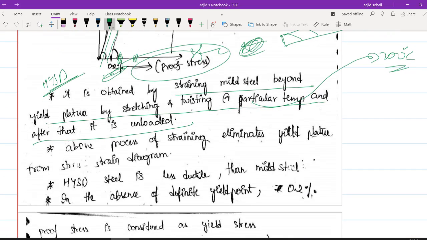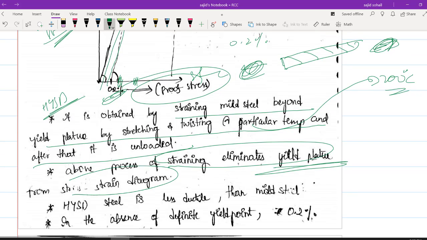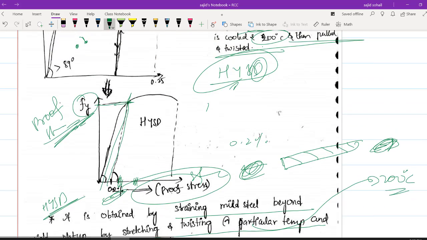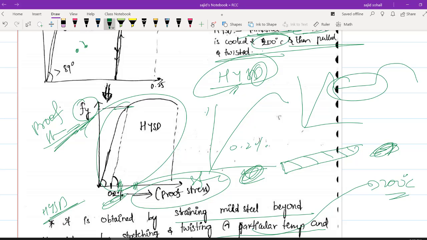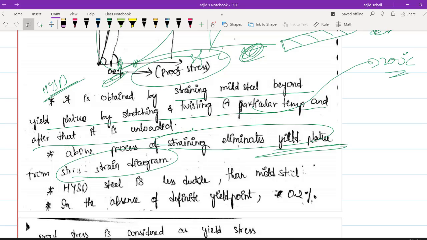So the above process of straining will eliminate the yield plateau from the stress strain diagram. You can clearly see that here you don't have a yield plateau. HYSD doesn't have any yield plateau; you directly have only a curve like this. But in mild steel, you have this yield plateau. Here you don't have any yield plateau because of this straining, that yield plateau is gone. I hope the concept is clear for you.